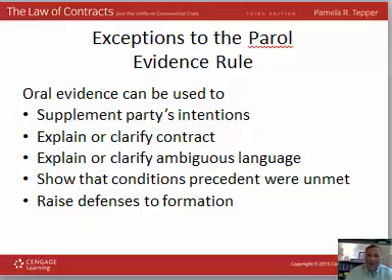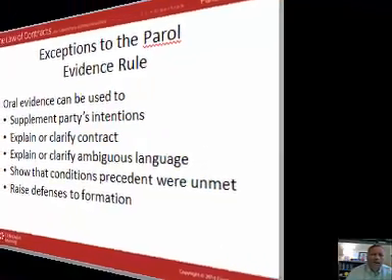So oral evidence can't be used in most cases to change a contract, but there are exceptions where the court will allow oral evidence to come in in order to supplement a party's intentions and try to determine what the party's intentions were, explain or clarify a contract's ambiguous language, show that conditions precedent, conditions that had to be satisfied prior to obligations arising, were unmet, and to raise defenses to the formation of the contract itself.